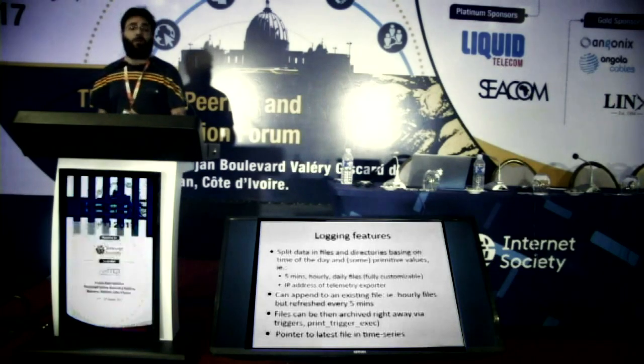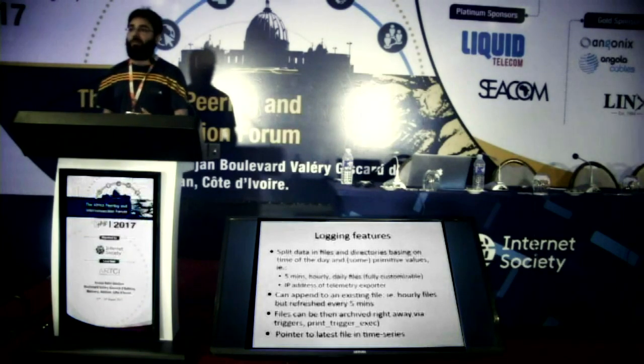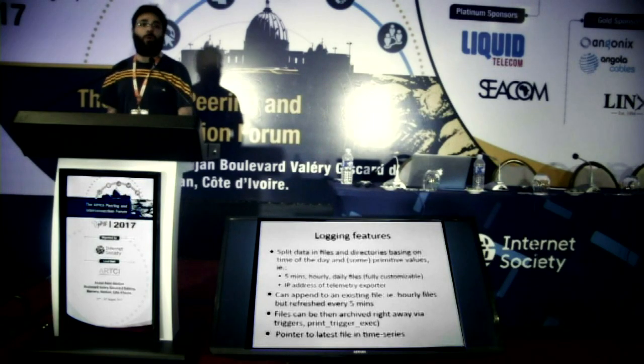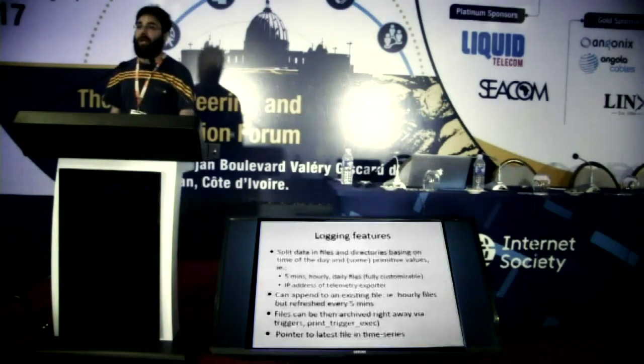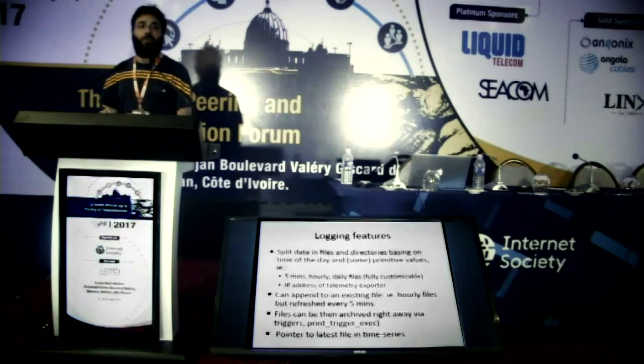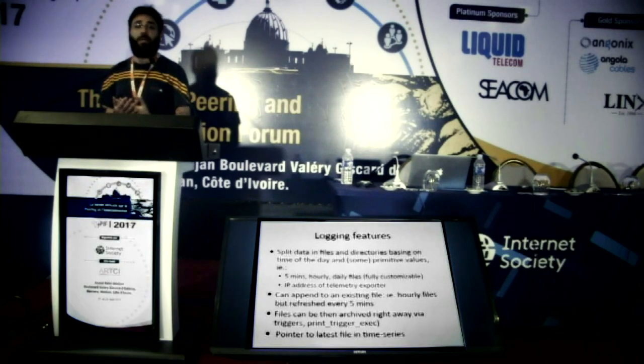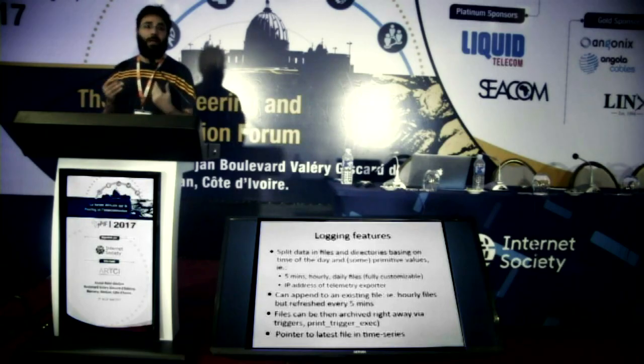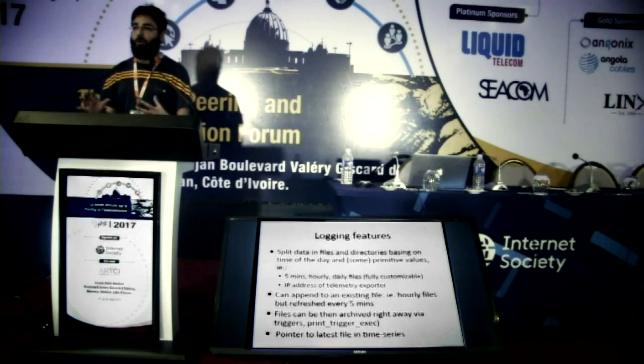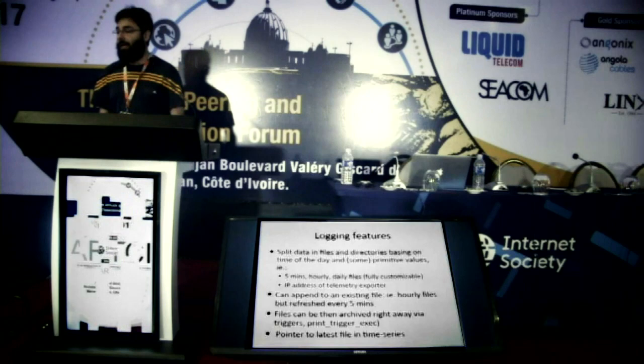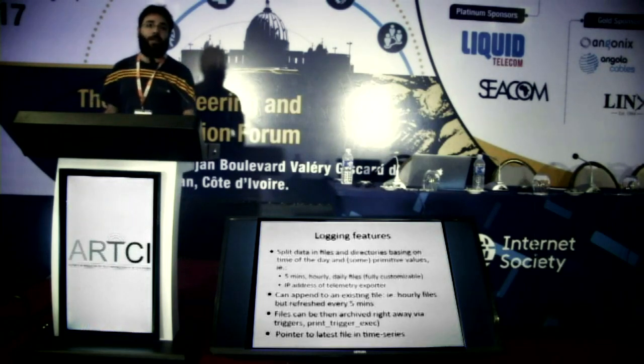Very similar to what we have seen before with the SQL tables. Also here, what you can do with files is split the data into different files. You can also have a directory structure, and you can split this by time, by flow exporter, or both of them actually. So you can, of course, append to an existing file.